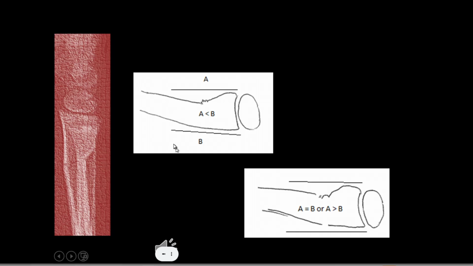In a schematic representation, I've tried to draw lines on a sketch of the fractures. The one at the top, where I've marked A is less than B, is a compression type fracture, and in the tension type, the length A is perhaps equal to or greater than B, and there is a gap between the cortices on the volar side.